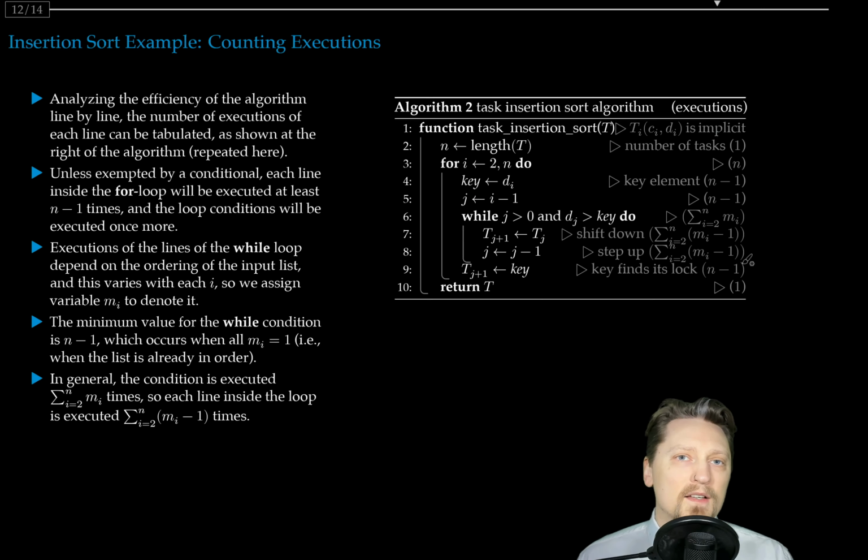Let's count executions. Analyzing the efficiency of the algorithm line by line, the number of executions of each line can be tabulated as shown at the right of the algorithm, repeated here. So we see our algorithm. On the right-hand side, we have the number of executions tabulated.